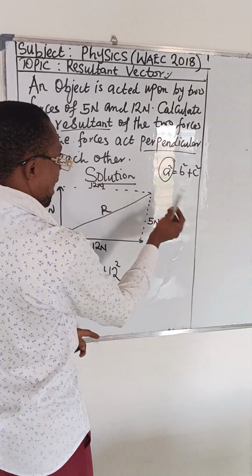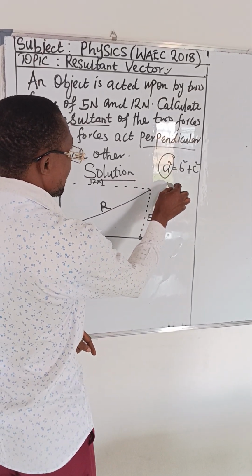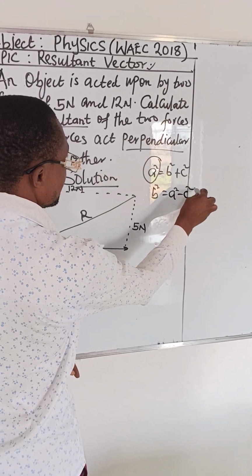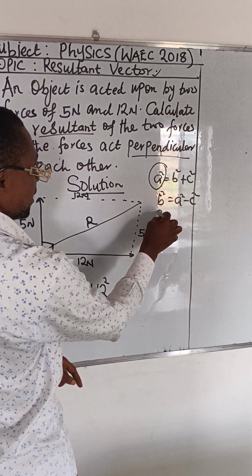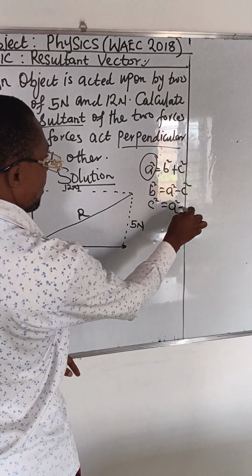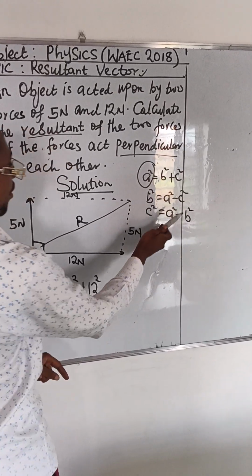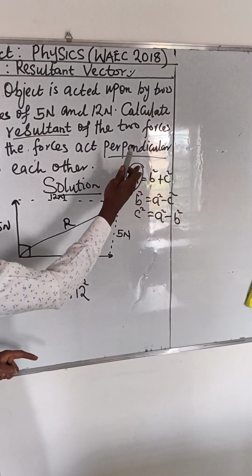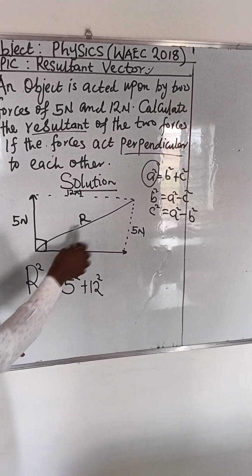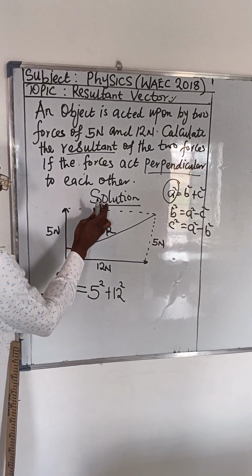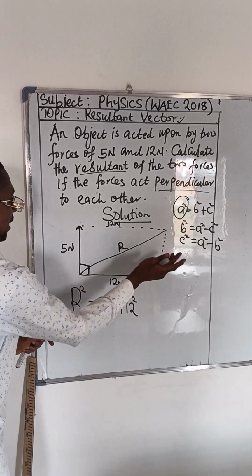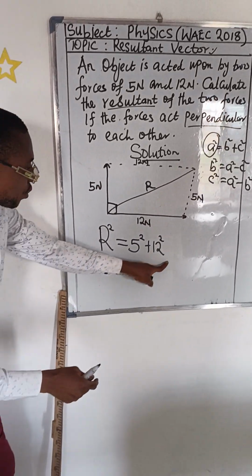Now, if you're looking for the adjacent, you may say b squared equals a squared minus c squared. If you're looking for the opposite, assuming c is the opposite, you say c squared equals a squared minus b squared. This is the Pythagoras theorem. So it means that whenever you're looking for the longer side, you add the squares of both the opposite and the adjacent. That is what I did here.